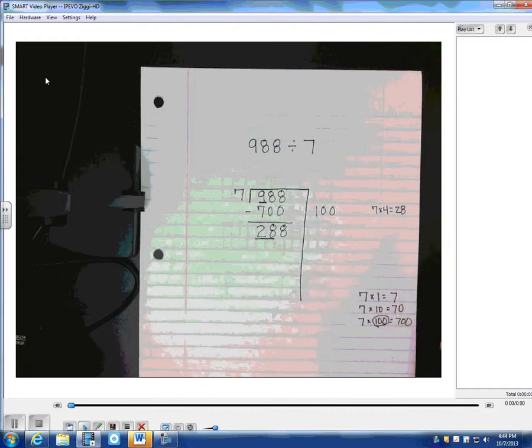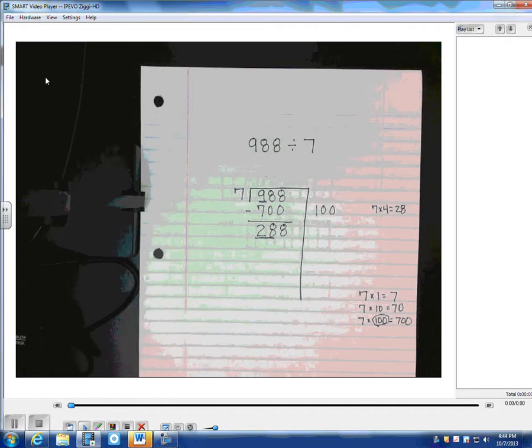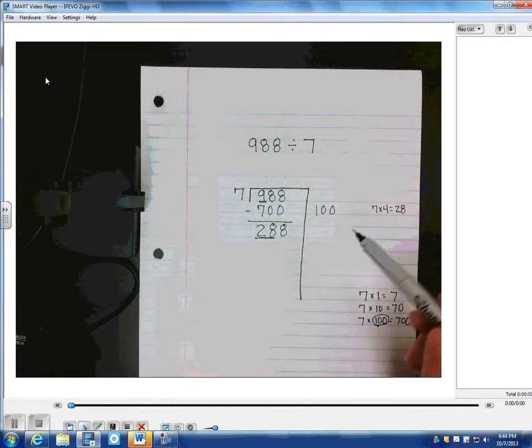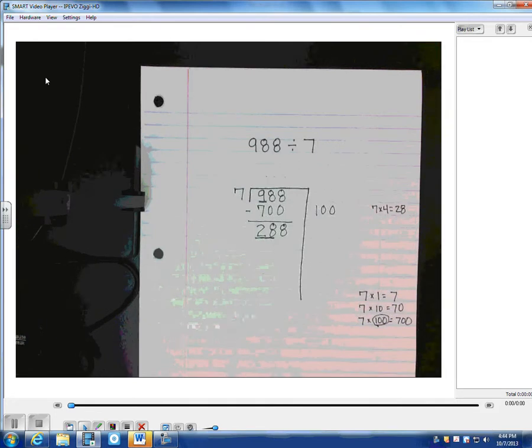Okay? Again, at this point, this method should be very familiar to you. So go ahead and finish working this problem out. Remember, at the end, you should add up this column and then any remainder that you have left. Okay?